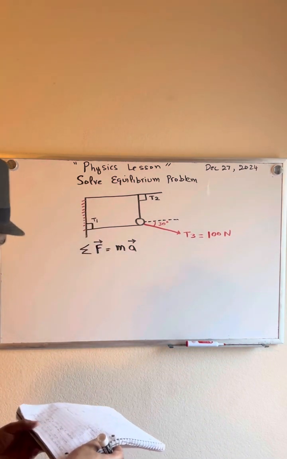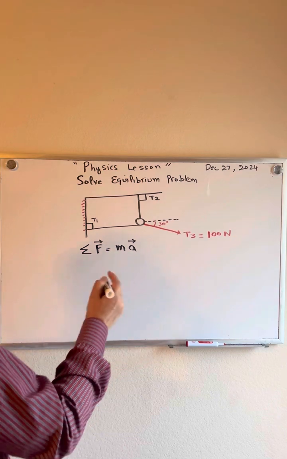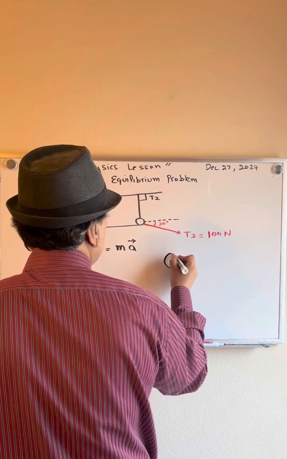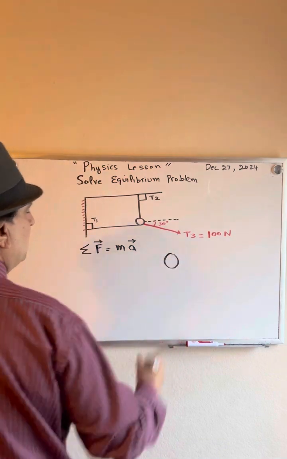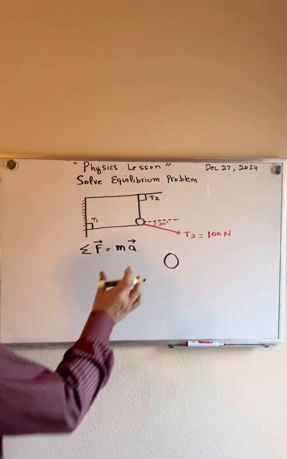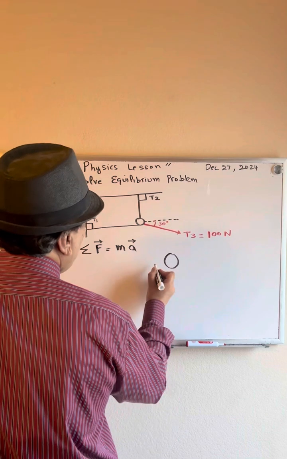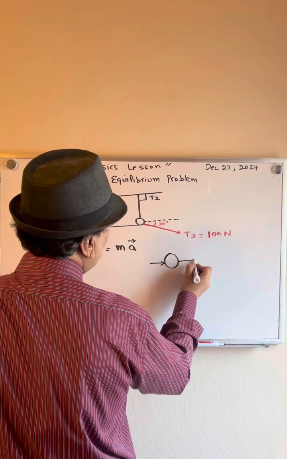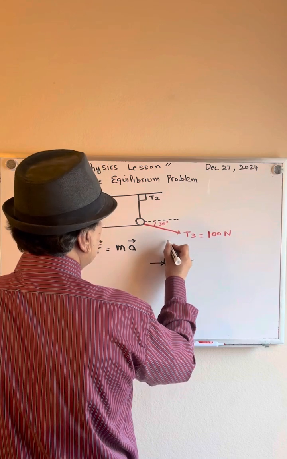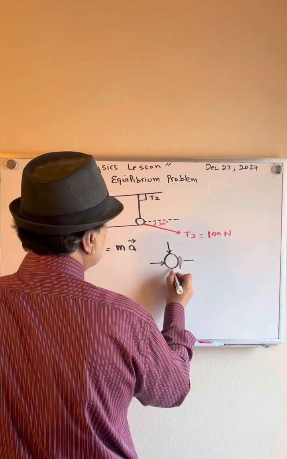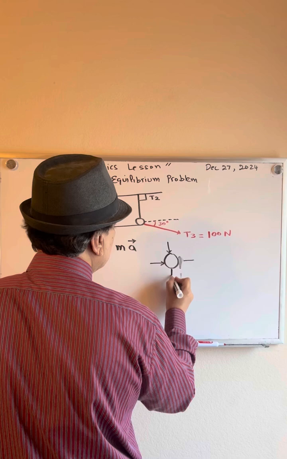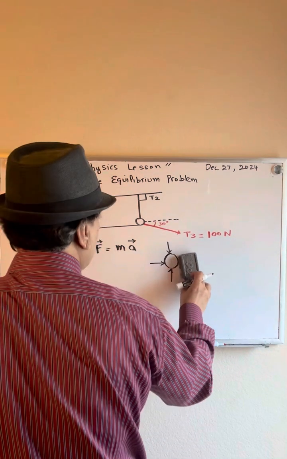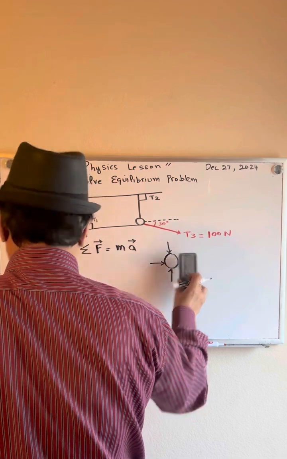Now let me ask you this. Let's say you have a mass right here, basically a ball. This ball has a certain mass, and I'm applying forces in four different directions. Let me just fix this real quick.